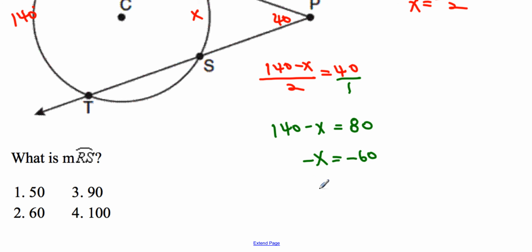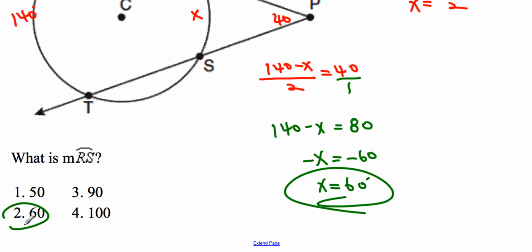Then x must be equal to 60. So therefore choice 2 becomes the answer.